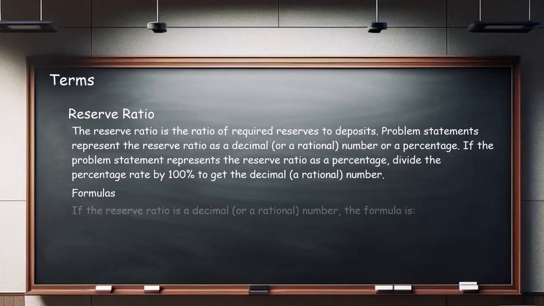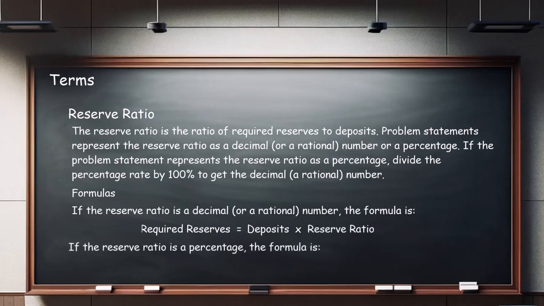If the reserve ratio in the problem statement is a decimal or a rational number, the formula for calculating the required reserves is required reserves equal deposits times reserve ratio. If the reserve ratio is part of the problem statement as a percentage, the formula is required reserves equal deposits times the quantity of reserve ratio divided by 100%. A bank's required reserves are part of its deposits, and the government requires them to be kept on hand to satisfy the customer demand for their funds.